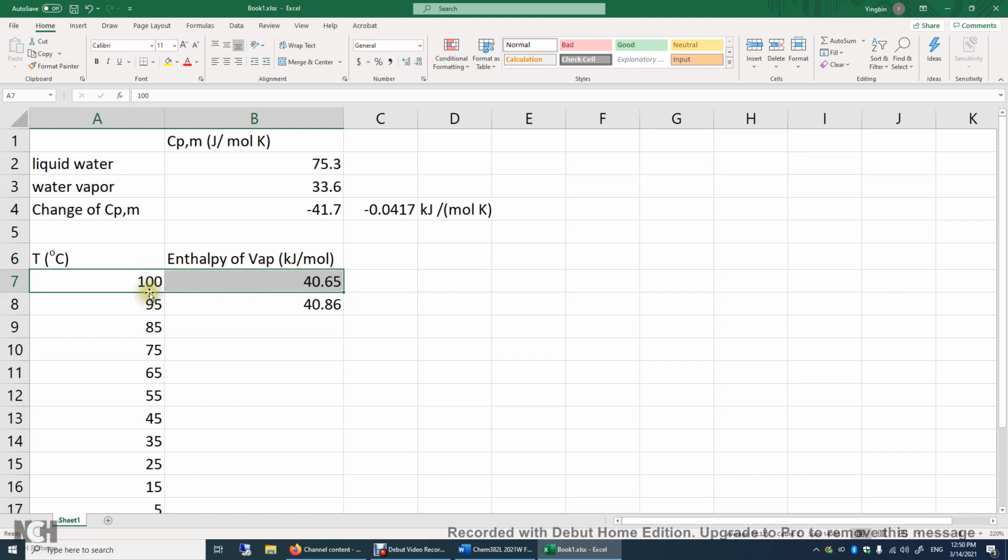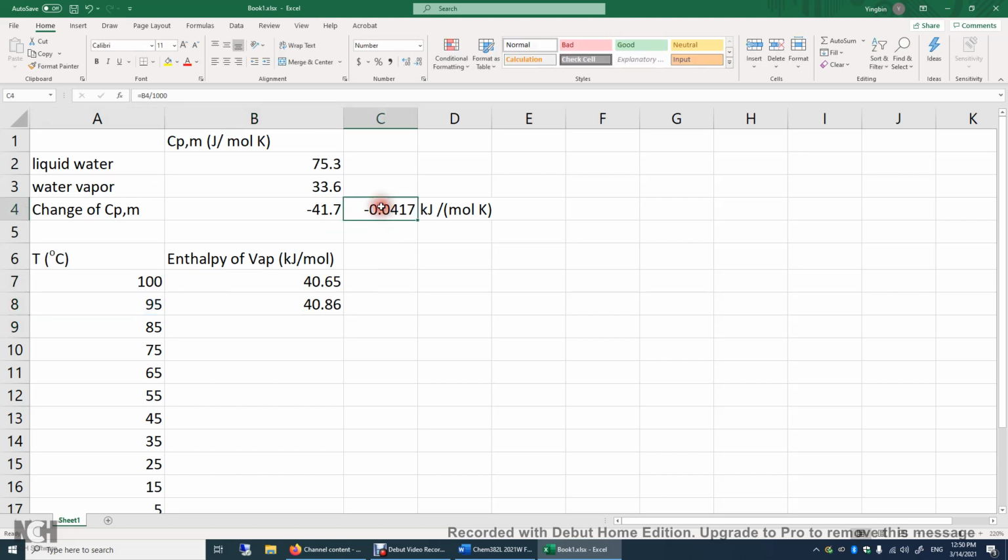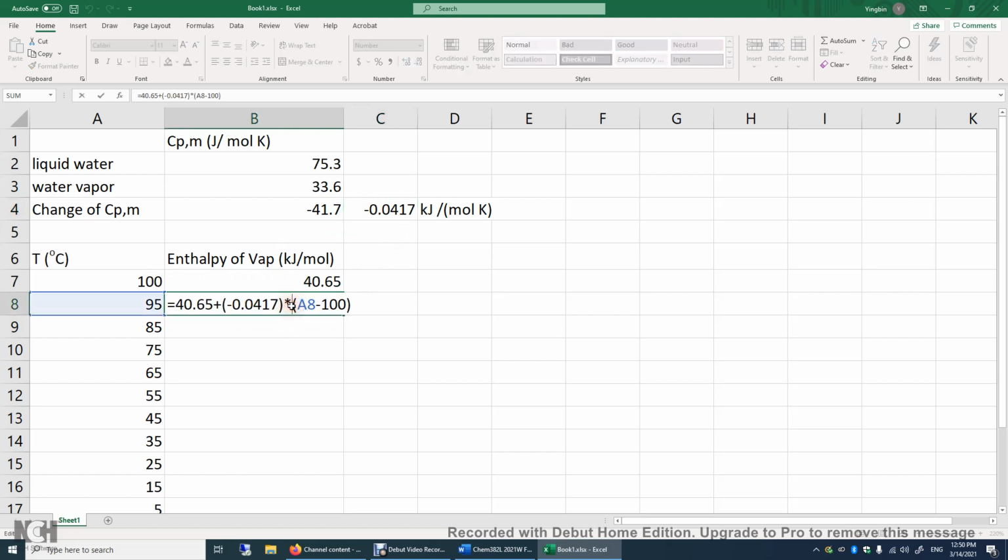So what about the enthalpy of vaporization at 95 degrees Celsius? Well, over here, 40.65, this is our baseline. And we need to integrate this delta CPM over here. This is delta CPM from 100 degrees Celsius to 95 degrees Celsius. Fortunately, this delta CPM is treated as a constant here. So when you do this integral, it's simply the change of CPM over here, a very small number, multiplied by the temperature change from 100 to 95. So this is the equation.